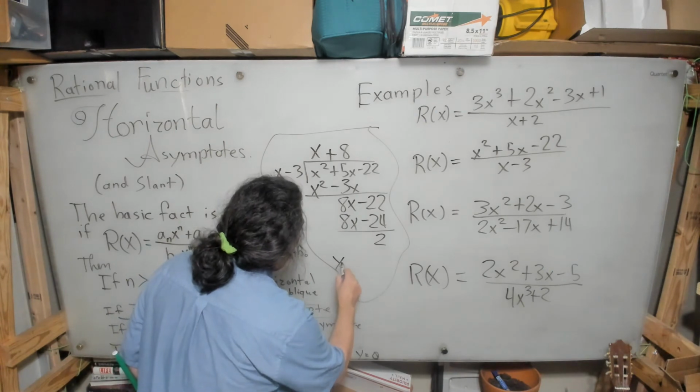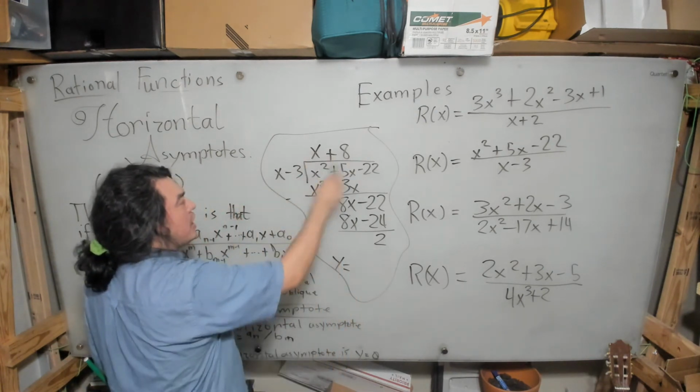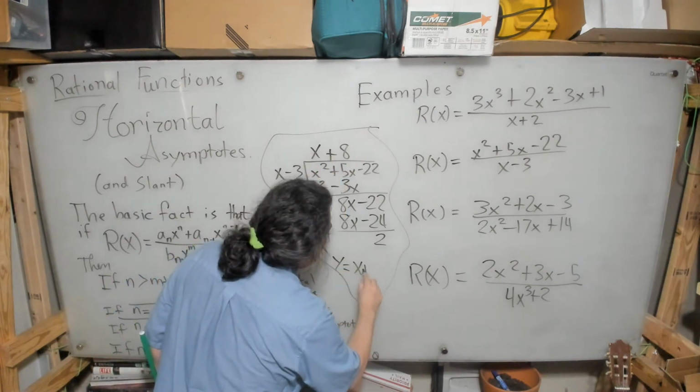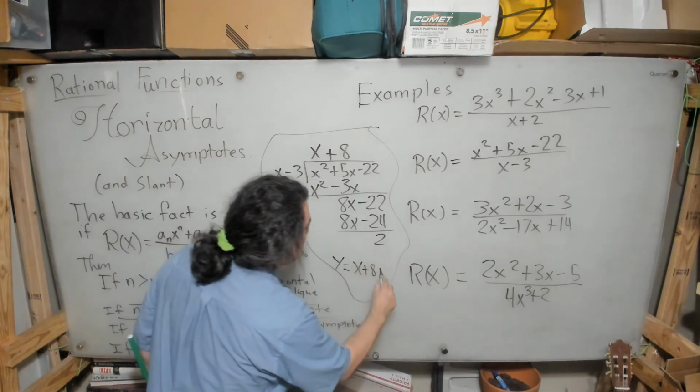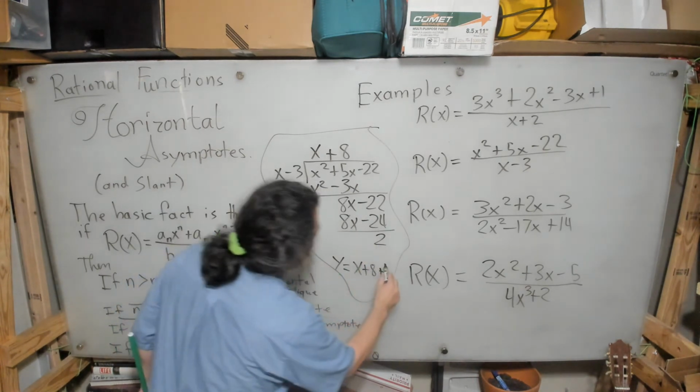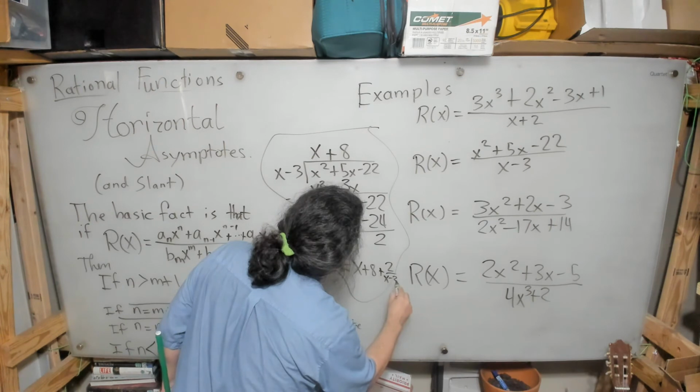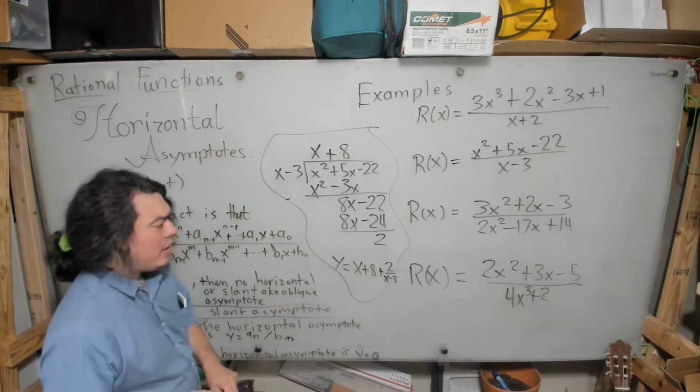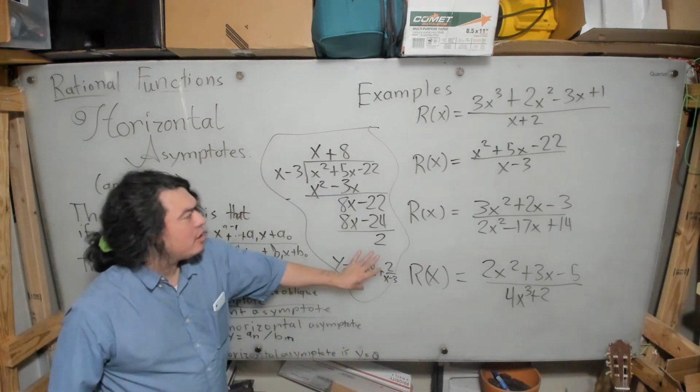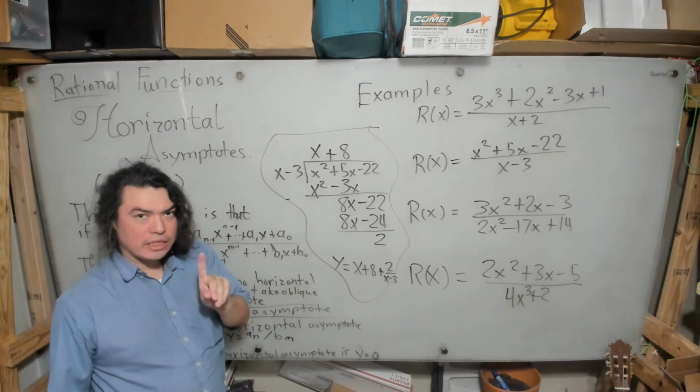So anyway, here, y equals the top, the x plus 8, and then plus the 2 divided by the x minus 3, okay? So now you might say, well, David, so this is the conclusion from this, but it's not the slant asymptote.